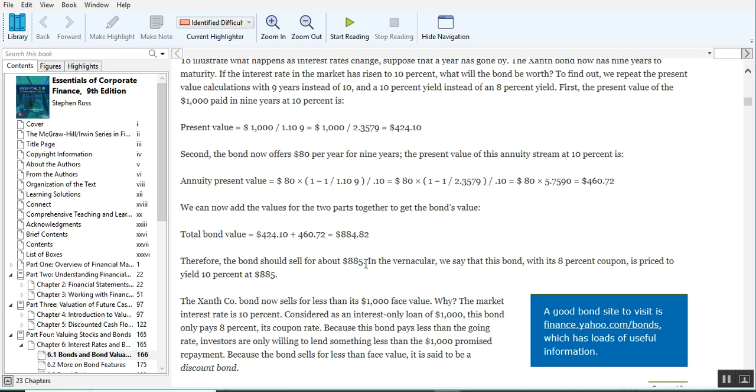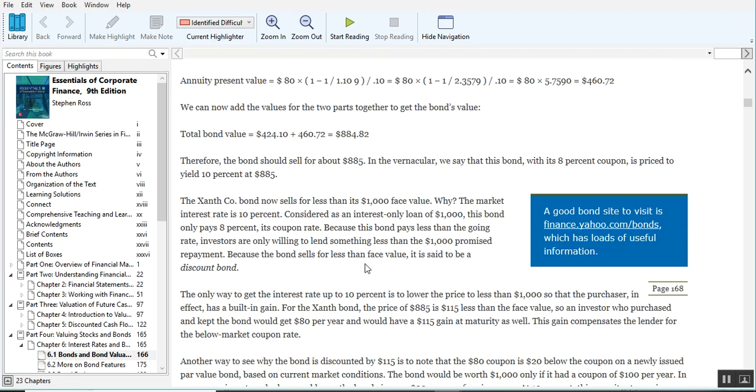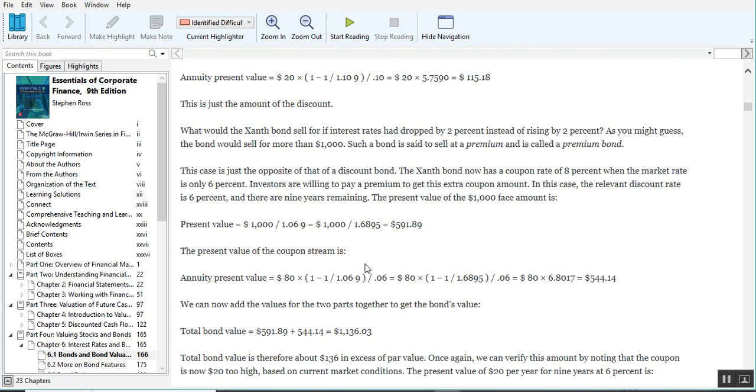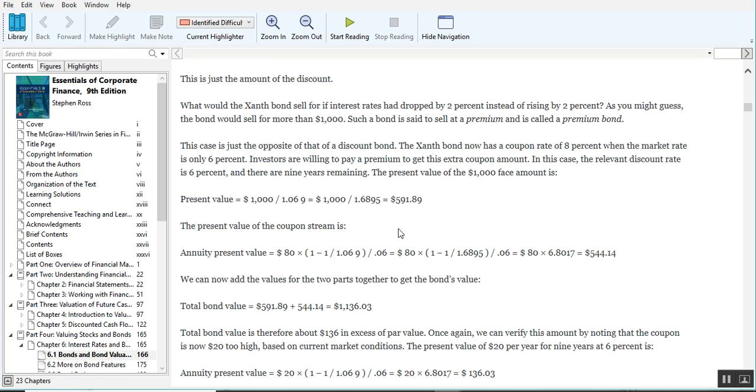And that means the bond is selling at a discount because the yield on the bond is lower than the yield in the market. If the yield on the bond is higher than the yield in the market, it will sell at a premium. And if it does, then you'll do the computation like this. In this case, the bond was issued at 8%, but the market is only at 6%. Therefore, it changes the present value of that payment in the future to $591.89, and then the payment of the interest payments every year for the next 10 years goes up to $544.14 because the market rate is 6%, but the bond is paying 8%.